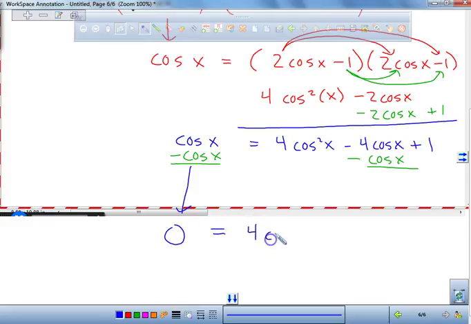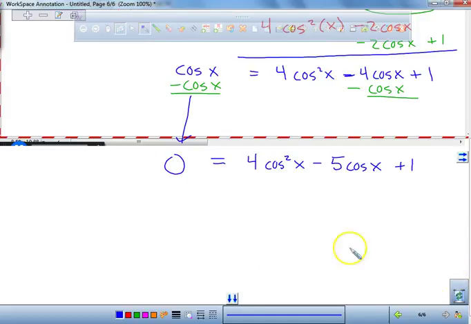We still have 4 cosine squared of x minus. How many negative cosines of x do we have? 5. So 5 cosine of x plus 1. So here's what I want you guys to do. We're going to test your factoring ability. Let's pretend we replace this. What's 4x squared minus 5x plus 1? See if you guys can just factor that quadratic.